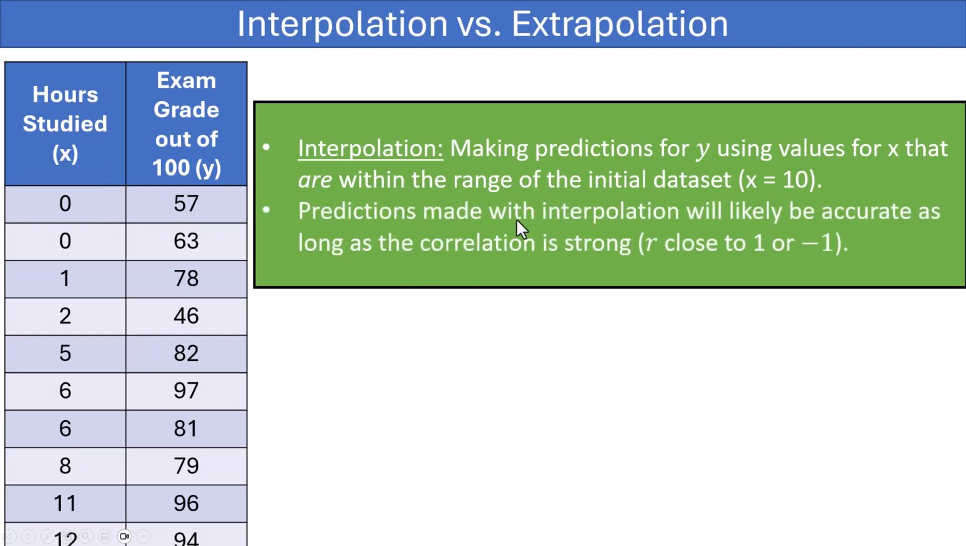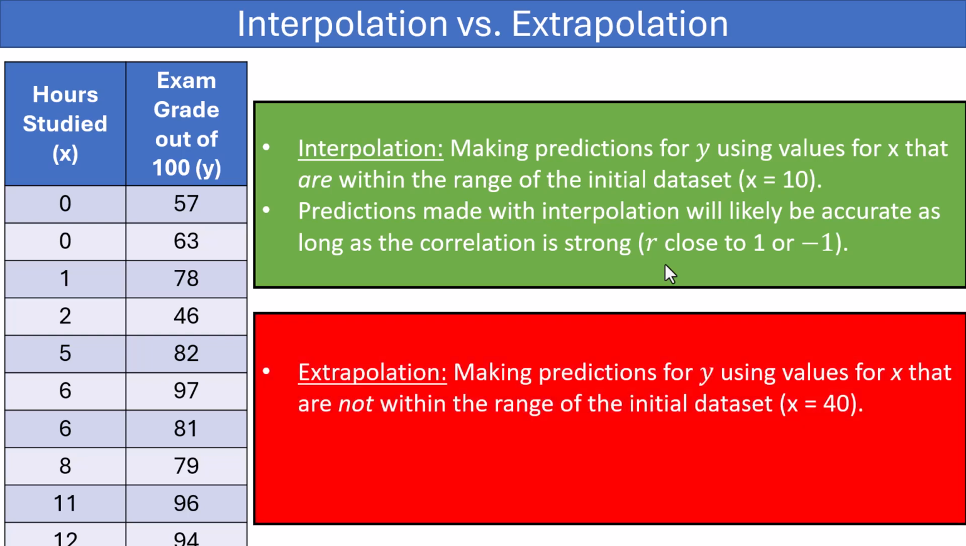And if you make a prediction using interpolation, then that's likely going to be an accurate prediction as long as you have a relatively strong correlation, right? So the stronger the correlation, the better. But as long as you have maybe a moderate to strong correlation, then you can expect that if you're interpolating, you're going to have a relatively good prediction.